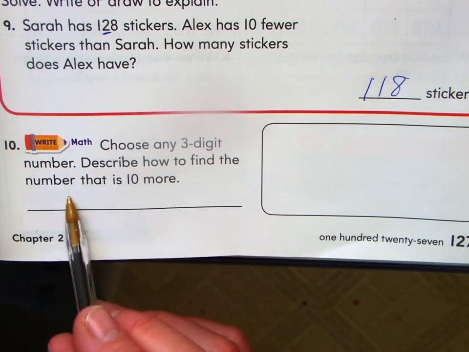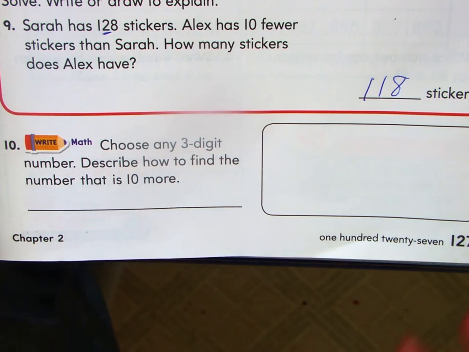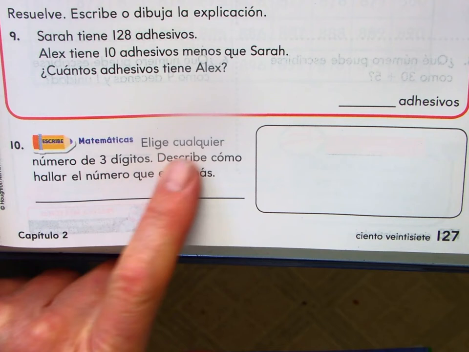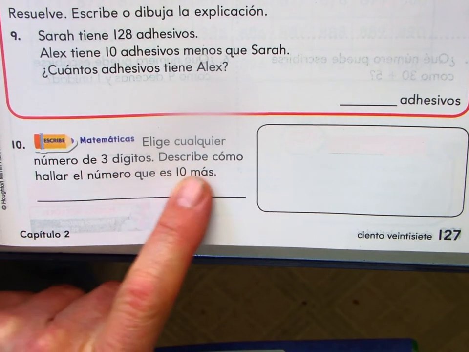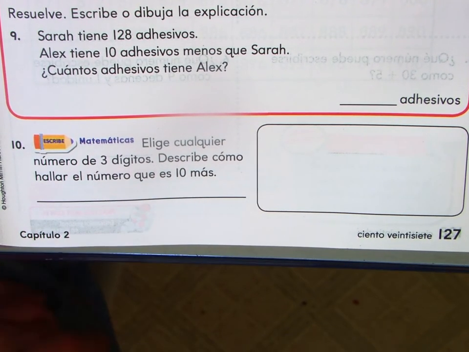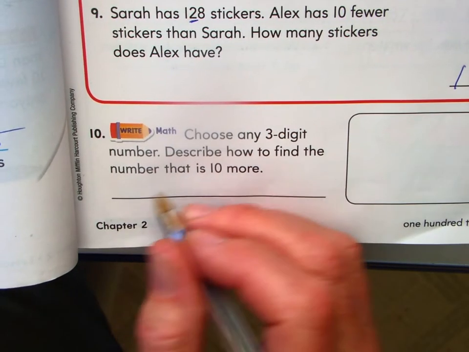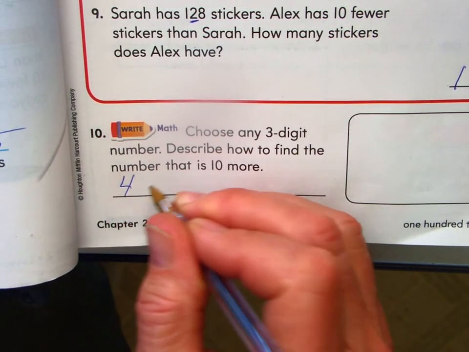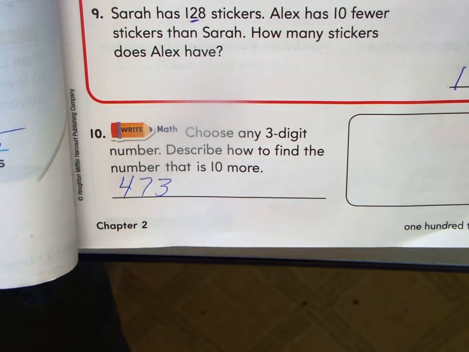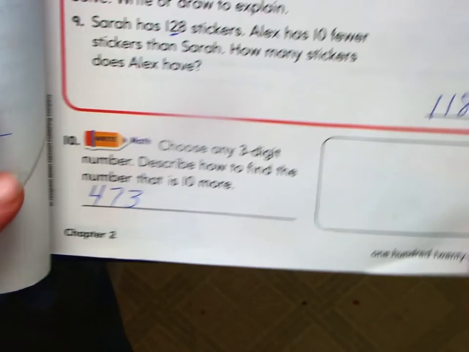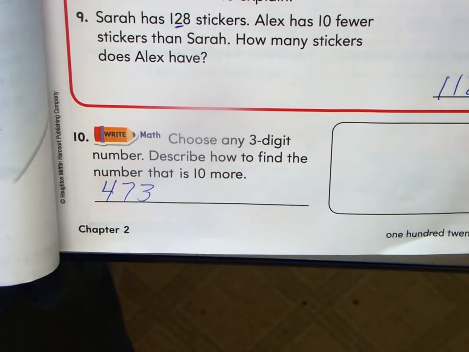Okay? Choose any 3-digit number. Describe how to find the number that is 10 more. Well, we're not going to have you describe because they only give you one line. Elige cualquier número de 3 dígitos. Describe cómo hallar el número que es 10 menos. Okay, let's pick a number. Any number. 473. How would you find the number that is 10 more? ¿Cómo encuentra el número que es 10 más?